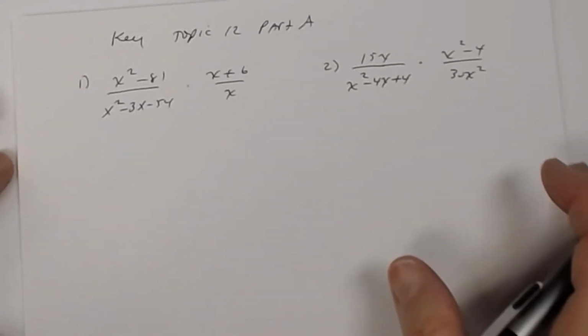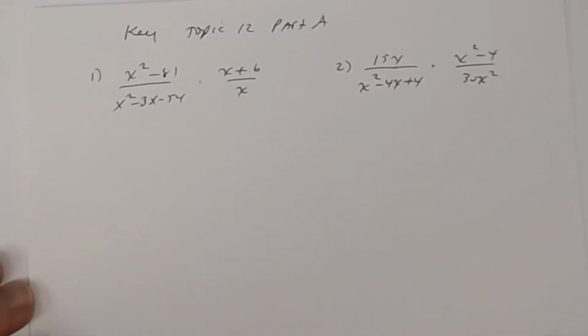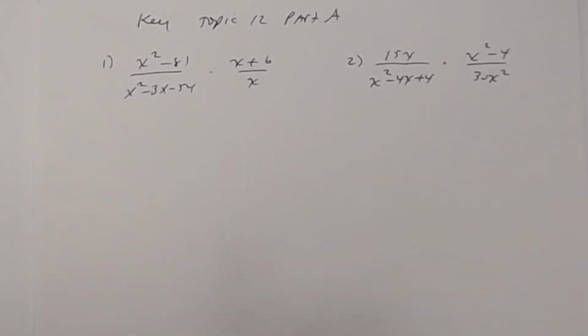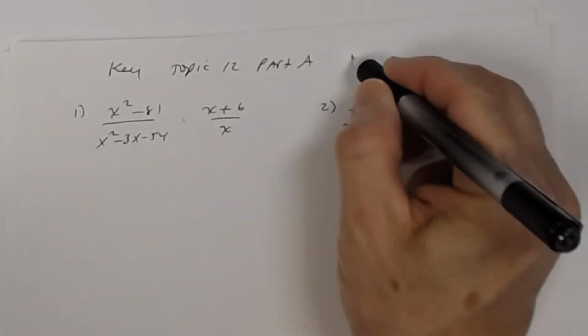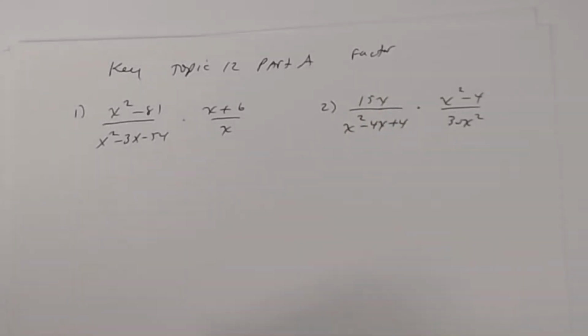Now remember, just like you did in the previous lesson, the first thing you have to do is to factor each of the numerators, factor each of the denominators, and then reduce, and then you multiply. All right, so just like you've been doing. So remember, you're going to factor first. So let's go ahead and do that.